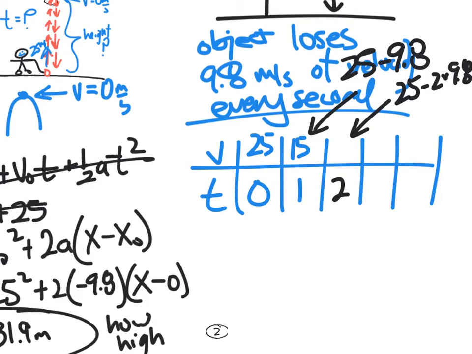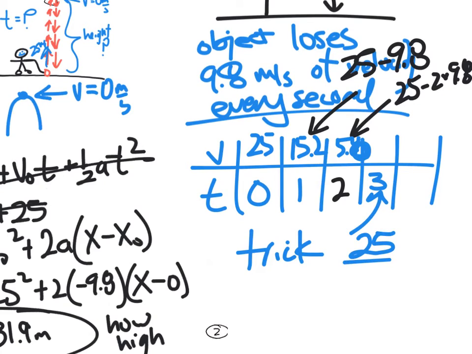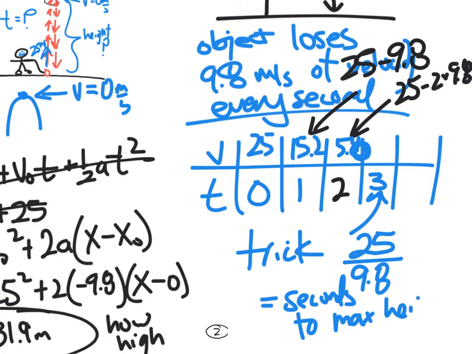So what would this be? 15.2. And this would be 5.4. And so you see, somewhere between second 2 and second 3, it will have attained this vertical velocity of 0. So the trick is you do the initial vertical velocity divided by 9.8, and that equals seconds, or time, to max height.